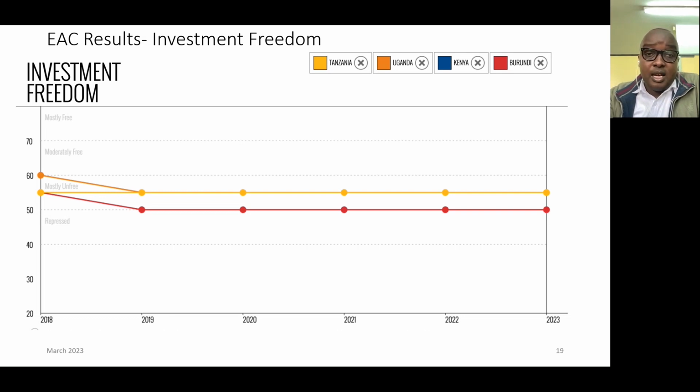Most of the EAC countries are considered mostly unfree. They all have the same results in 2023, close to 56, with the exception of Burundi. And investment freedom measures the treatment of foreign investment code, sectoral investment restrictions, expropriations of investments without compensation, foreign exchange controls, and capital controls.